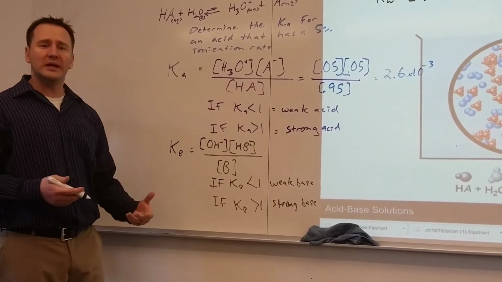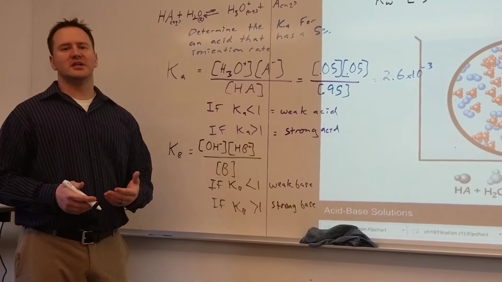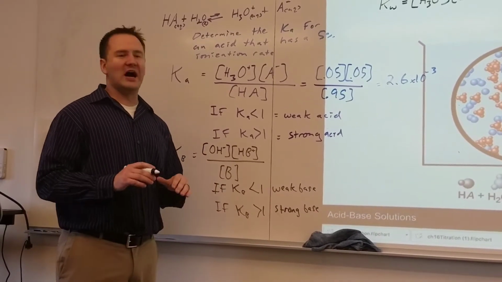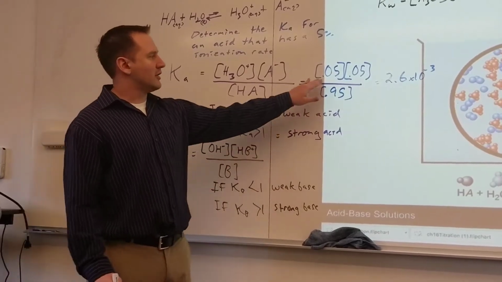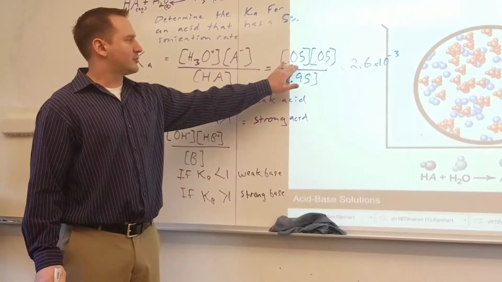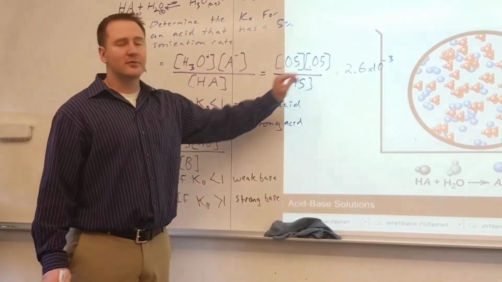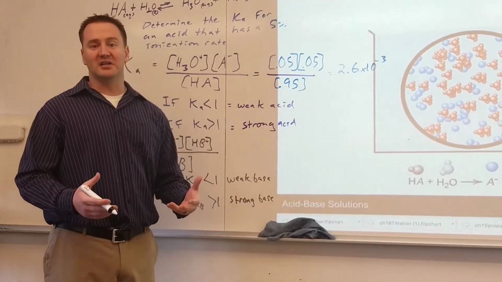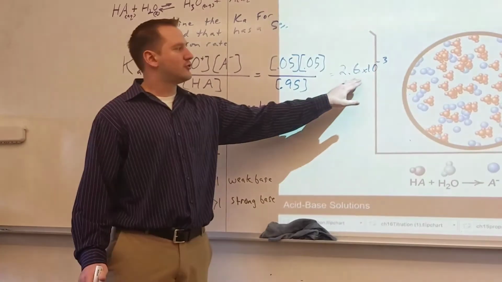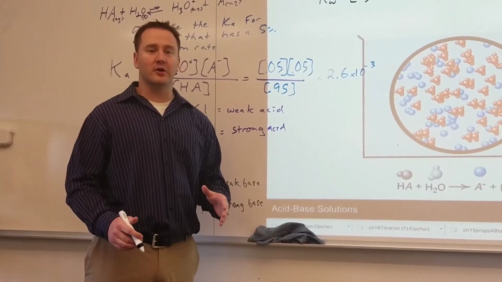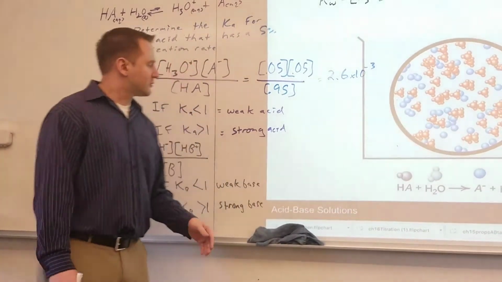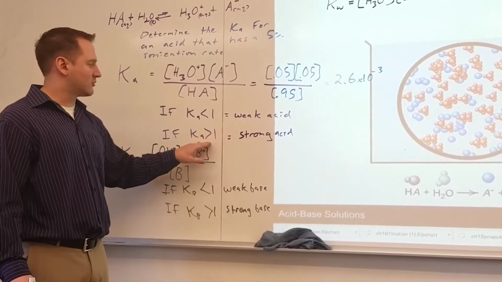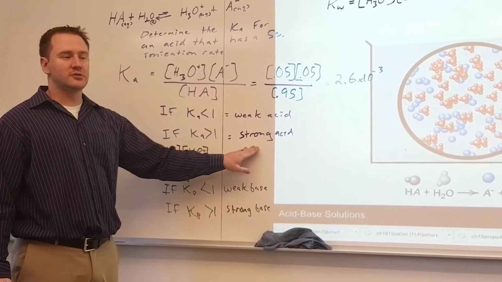When we're talking about weak acids, however, they only dissociate a small percentage of the time. Say we were looking at an acid that dissociates 5% of the time. That means the relative concentrations would be 5% in the hydronium ion, 5% in the conjugate base, and 95% would remain unionized. So that would give us a K value of 2.6 times 10 to the negative 3rd, which is relatively low. Because we say if a Ka is less than 1, it's a weak acid. And if it's greater than 1, we would classify it as strong.